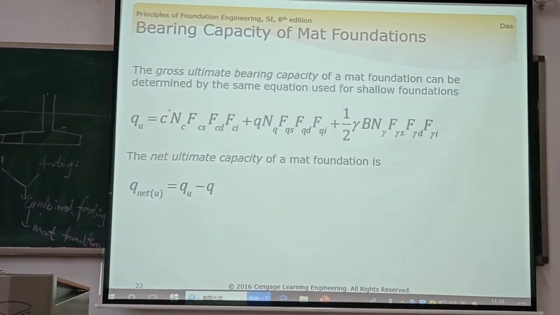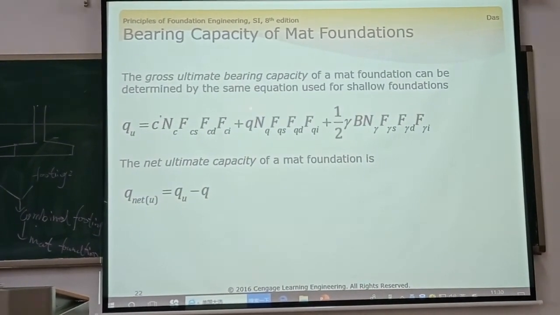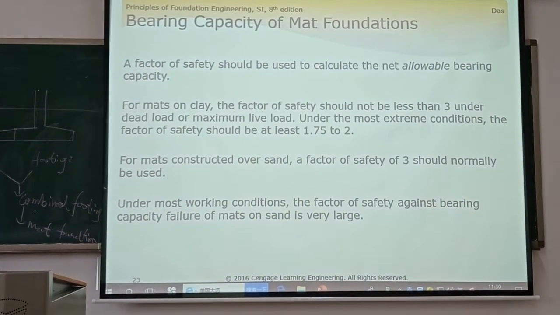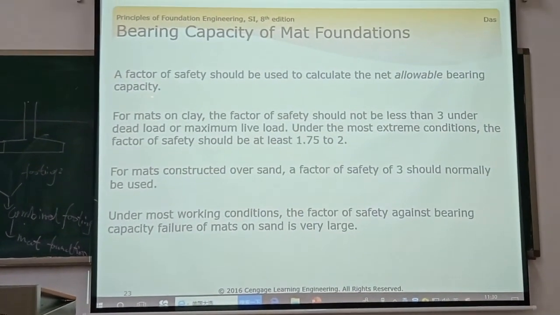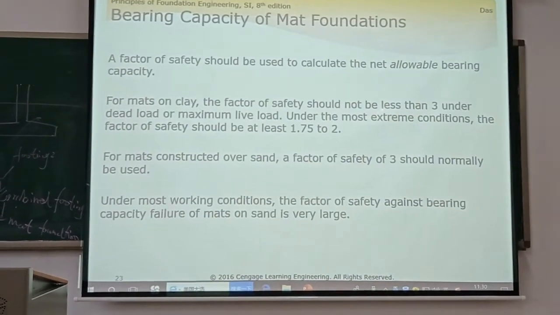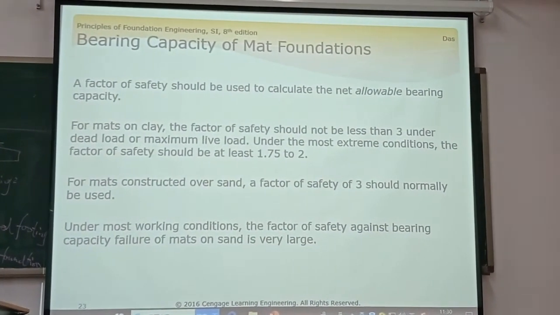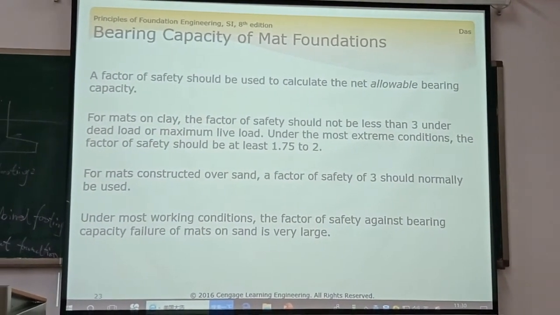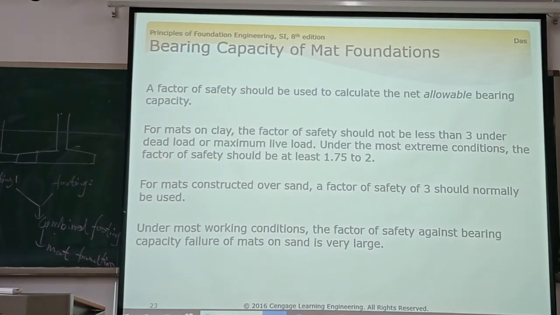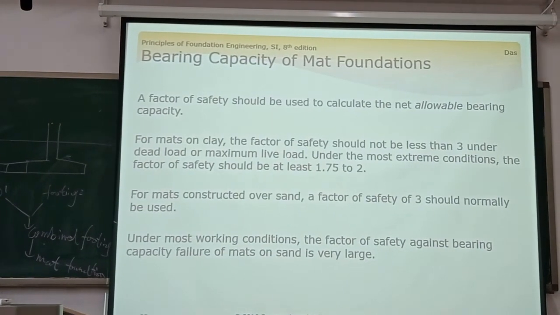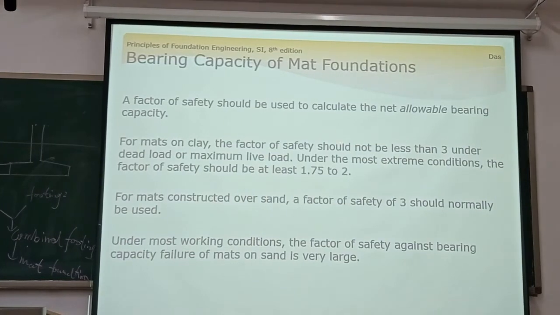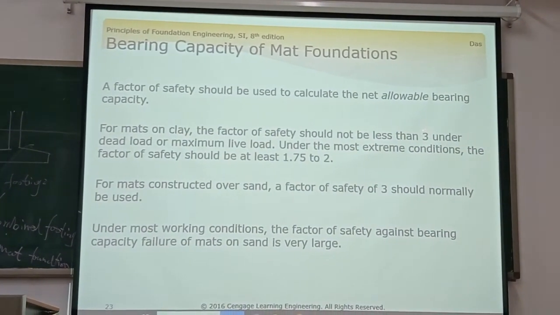In this formula and this equation, the factor of safety is used to calculate the net available bearing capacity. For maximum loads, the factor of safety should not be less than 3. Under dead loads or maximum level loads, so under the most extreme conditions, the factor of safety should be at least 1.75 to 2. Usually we use an FS of 3.